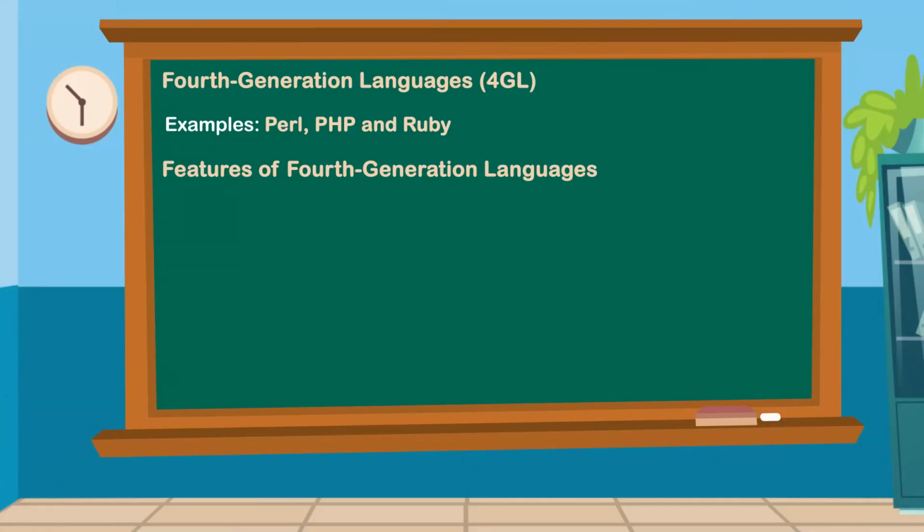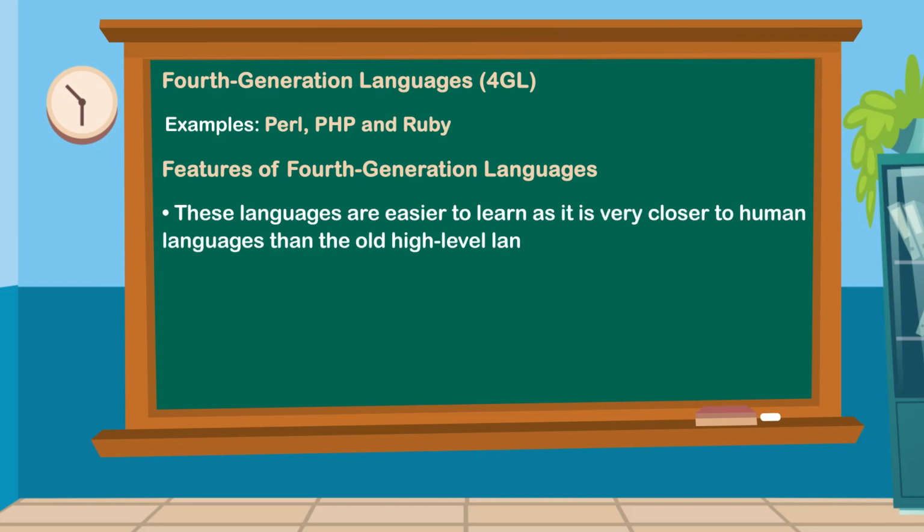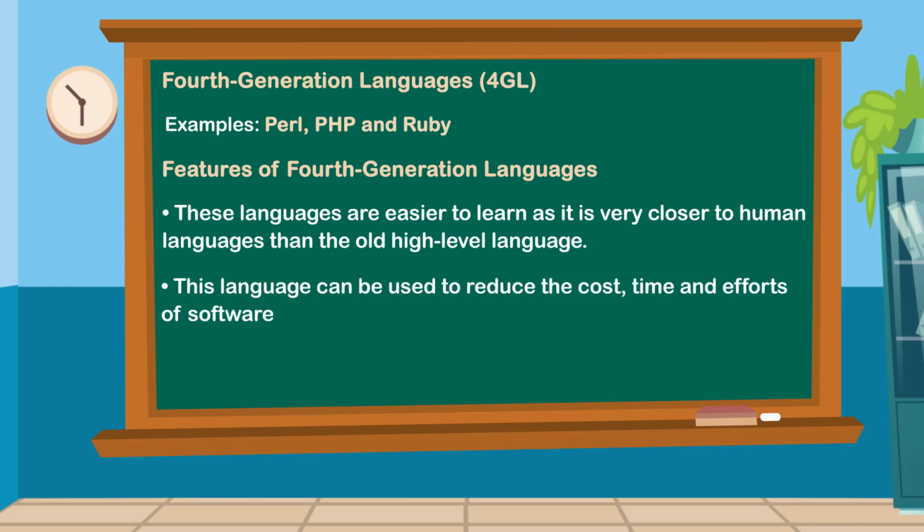The features of fourth generation languages contain the fact that these languages are easier to learn as they are very close to human languages than the old high-level language, and that this language can be used to reduce the cost, time, and efforts of software development.